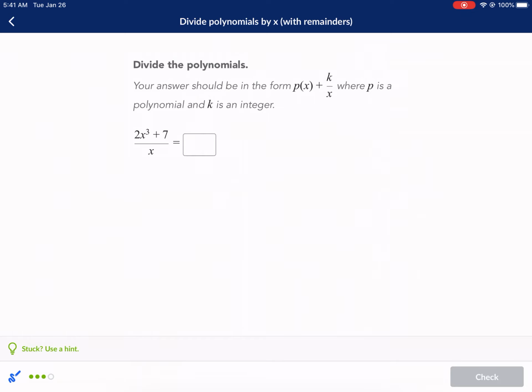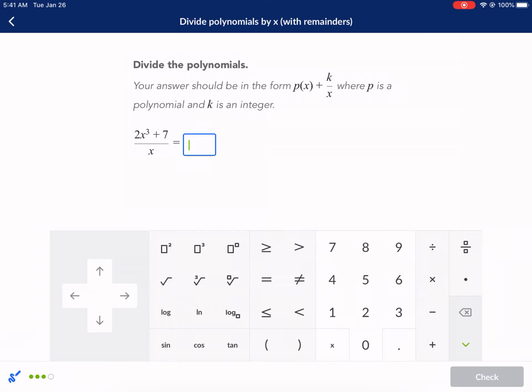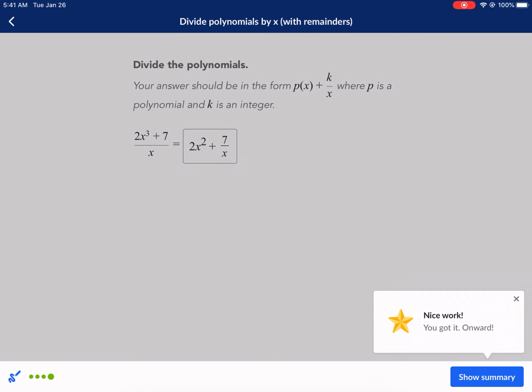Next question. Final one, a binomial on the top. We just have two terms to worry about. So we have 2x cubed divided by x. We're just going to have 2x squared. And then the plus 7 over x. Nothing to reduce there. That's our remainder, as we call it. And that's all there is to it.